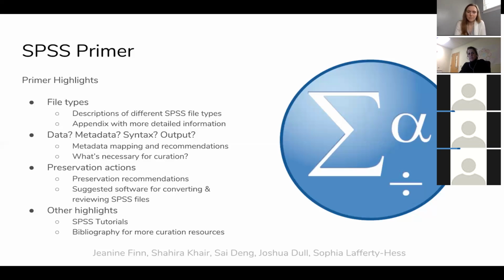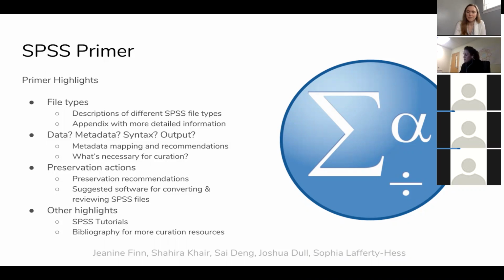Syntax files would be files that contain the steps that you took to analyze or edit your SPSS data. So if you think of the data as a SAV file, the syntax file would be like the code that runs on the data. So that would be your code versus the data, which would be the SAV.